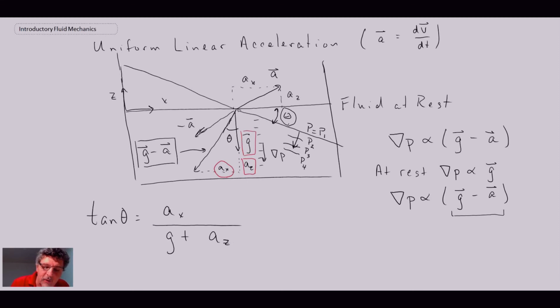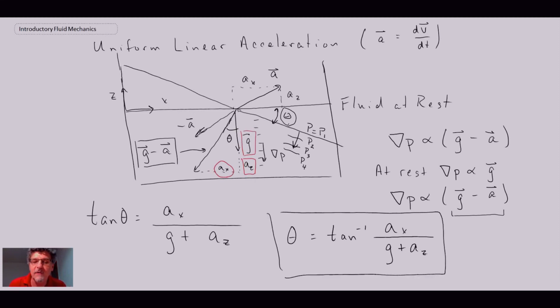So we get an equation that we can use to determine theta, the angle of the surface. We find that the angle of the surface is equal to the inverse tan of a_x, the x component of our acceleration, divided by the gravitational constant plus the z component of the acceleration. And this equation specifies the free surface, or the angle of the free surface, for a fluid undergoing a linear acceleration.